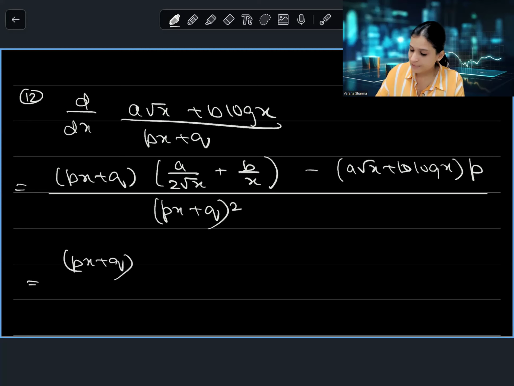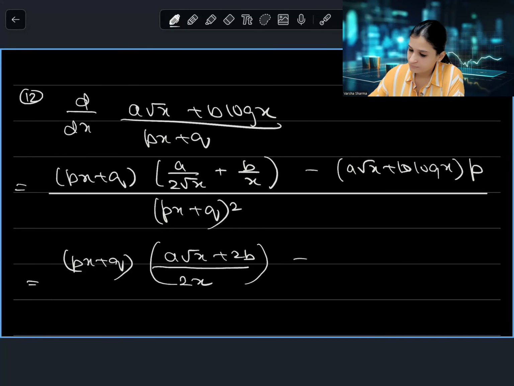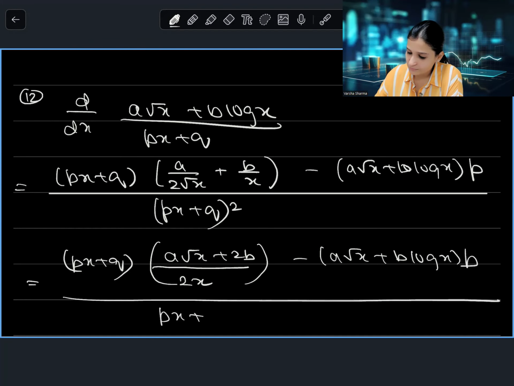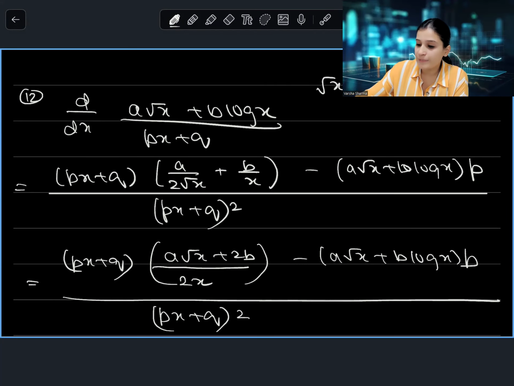px plus q. Taking LCM. LCM is 2x. So what do you multiply with root x to get x? a root x plus 2b. Is this part okay? See, I had root x. What should I multiply to get x? Root x. Root x into root x is x. Clear? Online, is it clear?